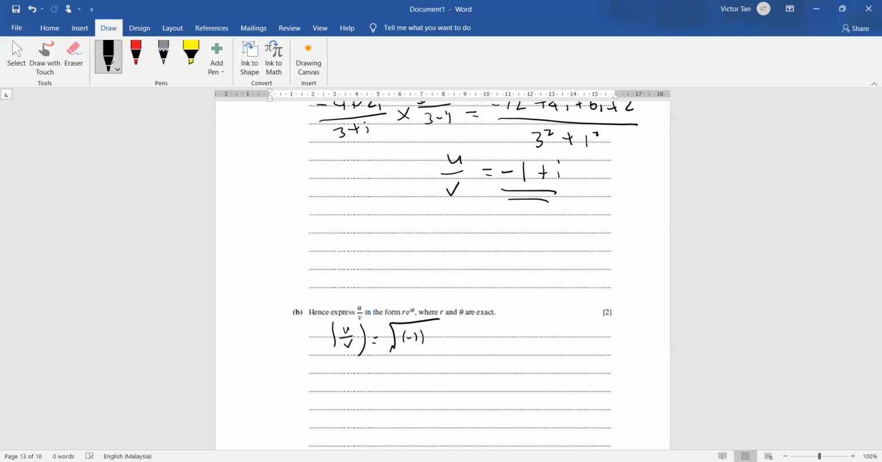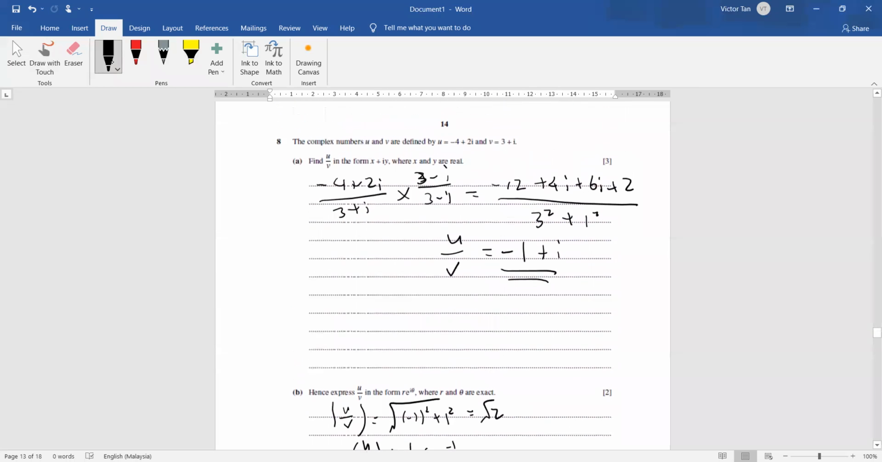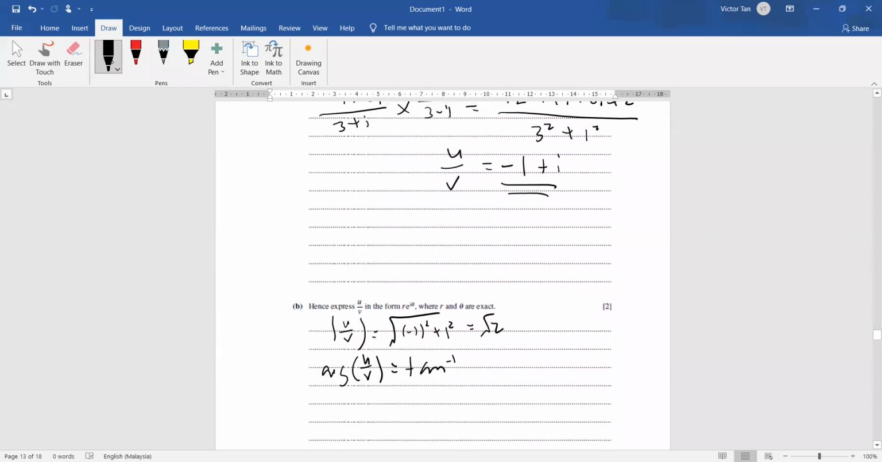So it is minus 1 square plus 1 square, which is root 2. So the argument, tangent, you have to be careful. The argument lies between minus pi and pi. So when it is minus 1 plus I, it lies in this quadrant, which is between pi over 2 and pi.